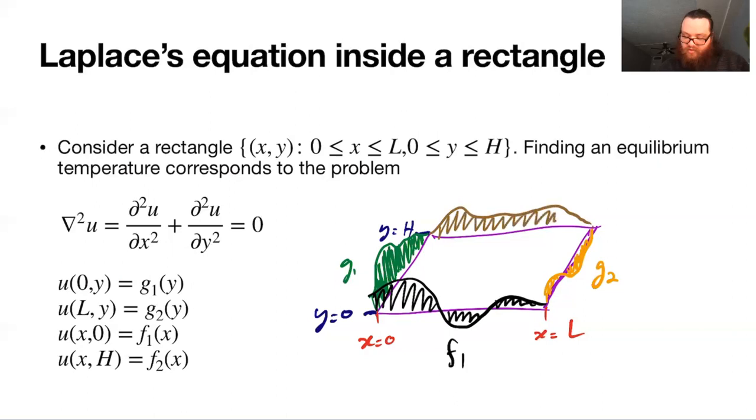And so then this boundary information up here is f2. Okay. So what we're asking for is, right, we want to find a function u so that on the boundary, u looks like any of these functions, okay? But then on the interior, we want this function u to satisfy this equation.